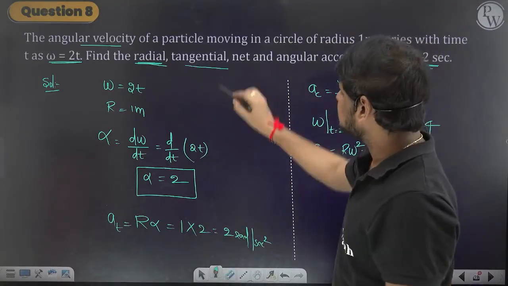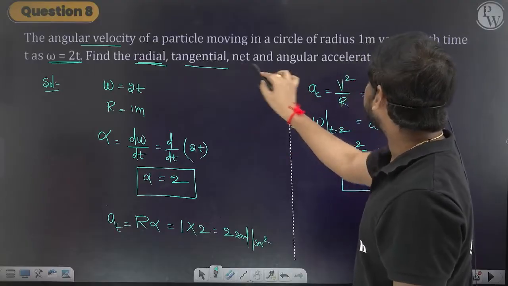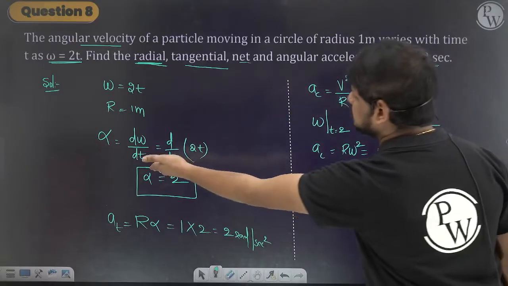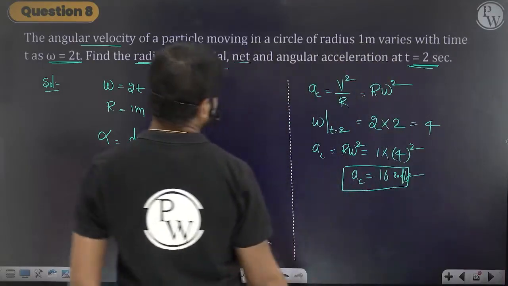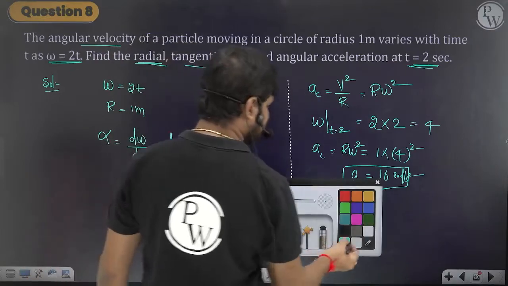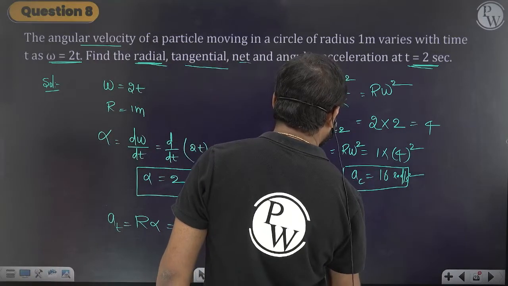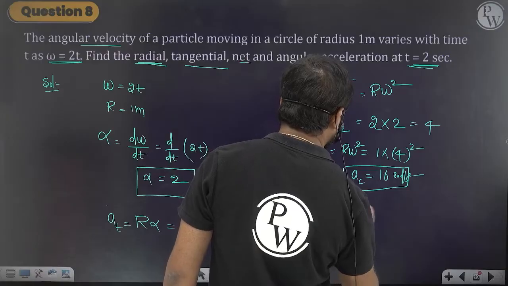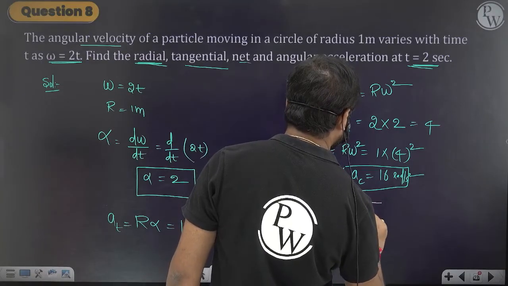And tangential acceleration, this one. And then net acceleration, angular acceleration we already got. This is alpha, the angular acceleration. So then what will be the net acceleration? You can find it easily. So the a_net will be equal to the square root of a_c square plus a_t square.